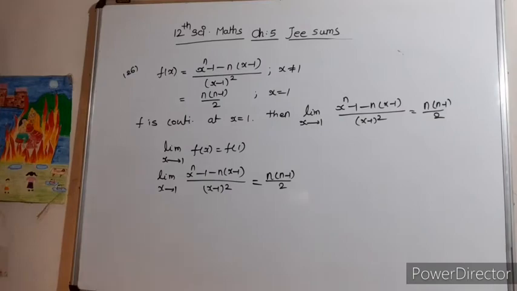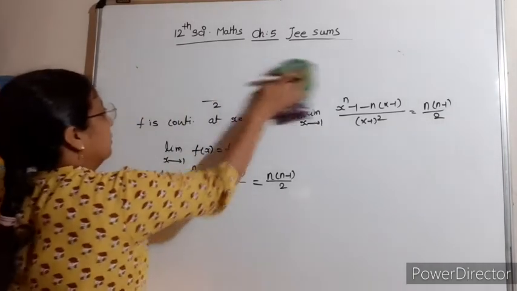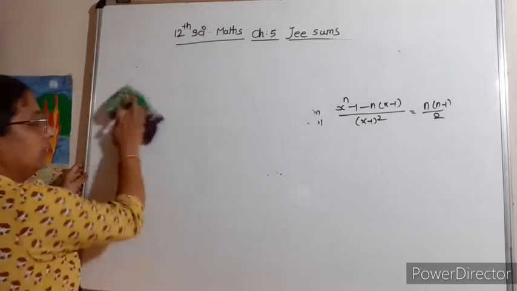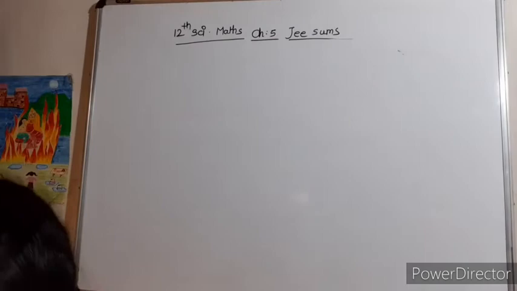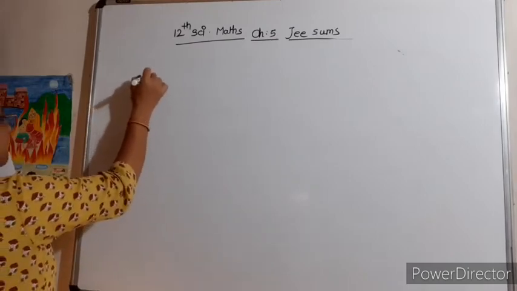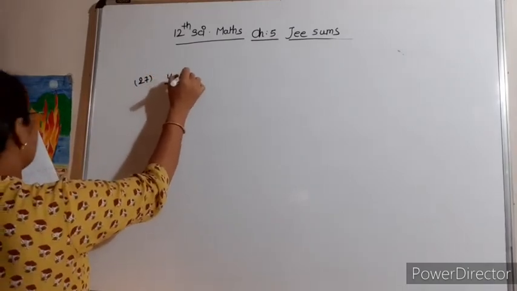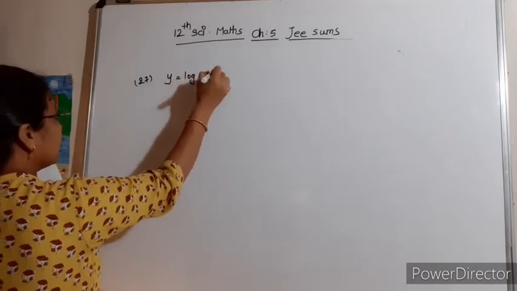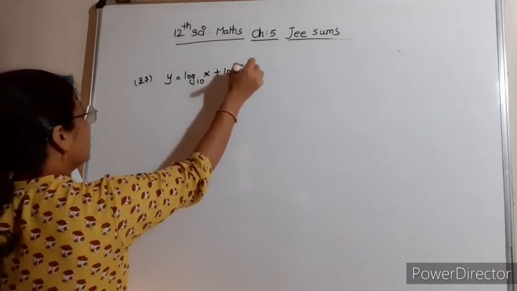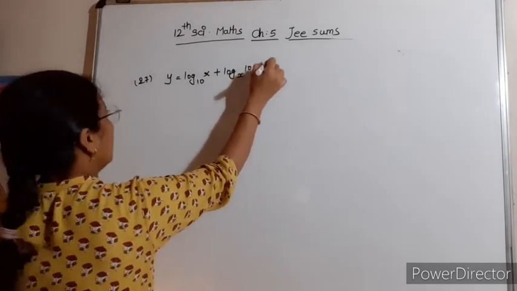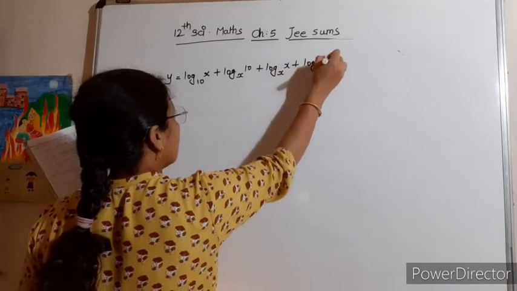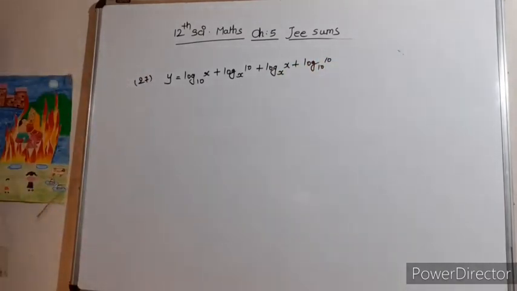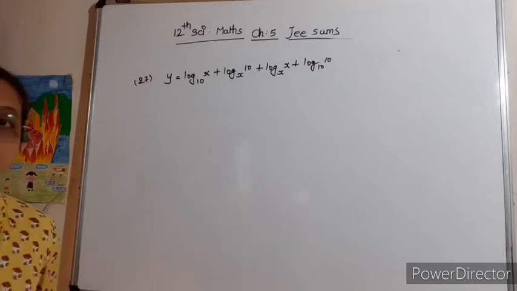Then 27. y is equal to log x base 10 plus log 10 base x plus log x base x plus log 10 base 10. Here again you have to use the base change rule, rules of logarithm and all.